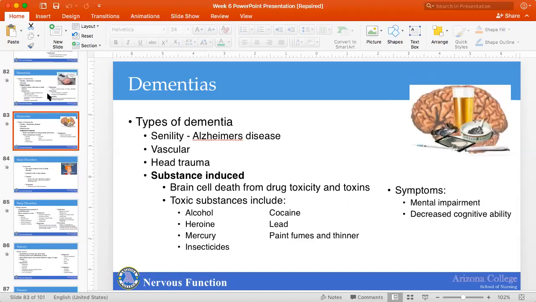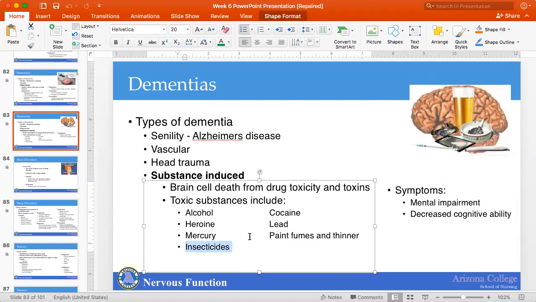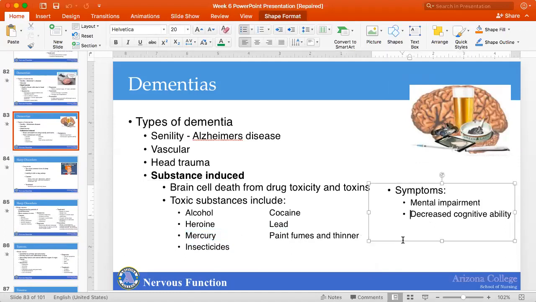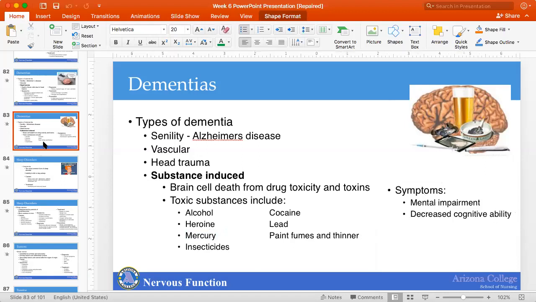Substance induced, brain cell death from drug toxicity and toxins. Toxic substances includes really any type of drug, or they've even seen it with certain insecticides and mercury, which you don't really find nowadays, people just playing with it. But I think I remember even as a kid in the science class, we were playing with some mercury, but they found that it wasn't very good. Symptoms: mental impairment, decreased cognitive ability.